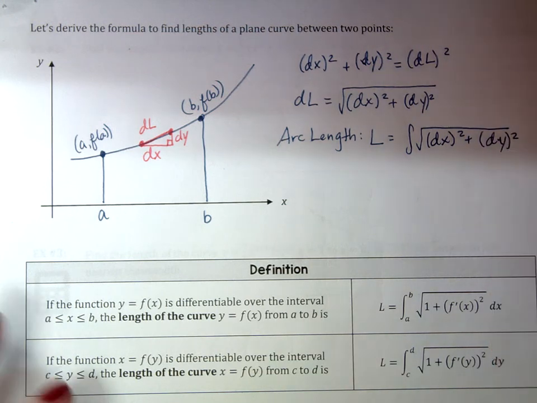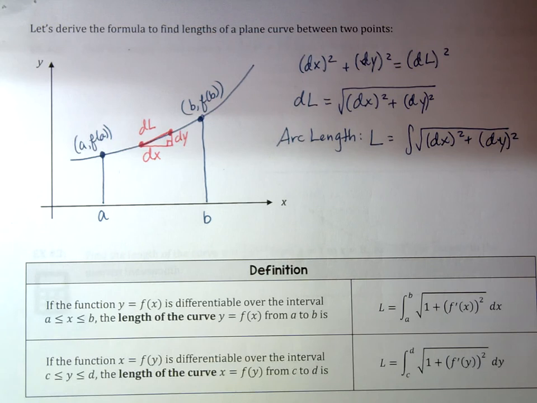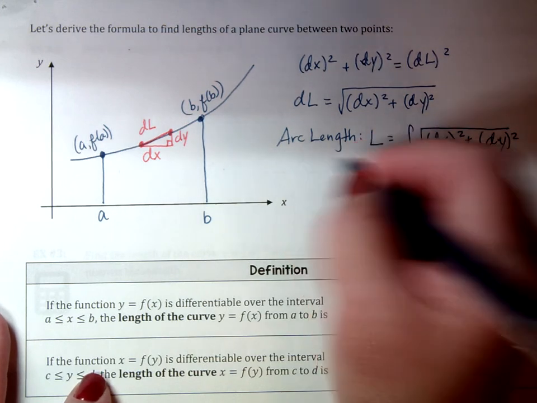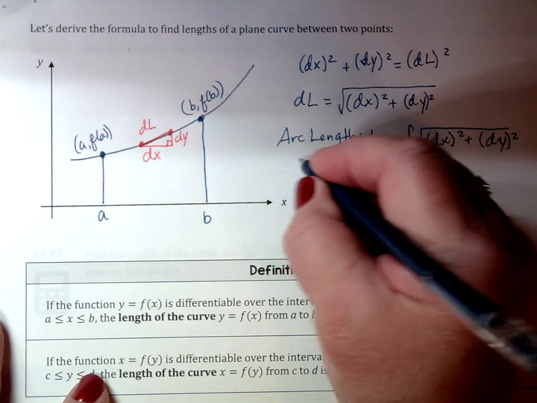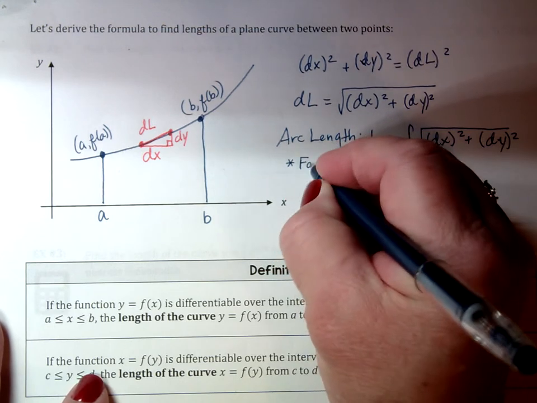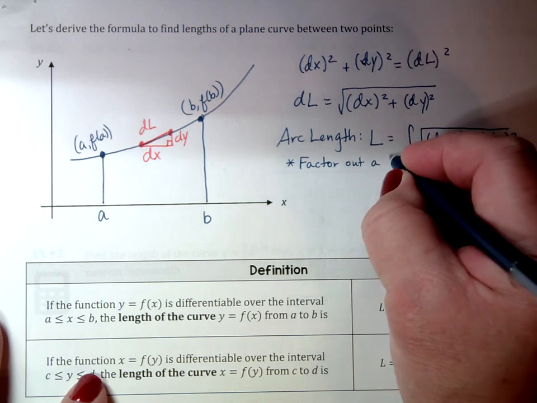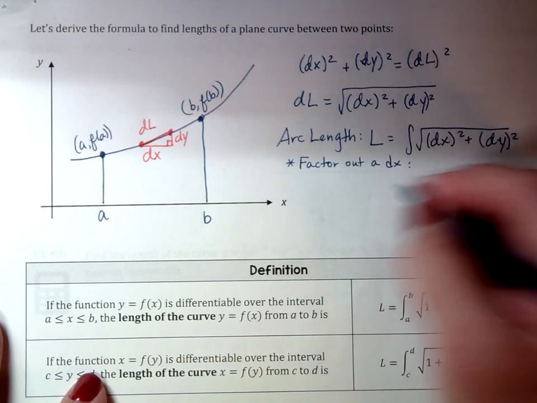Looks like this. So I'm going to have an infinite number of triangles that I'm going to add up. Now here's what's a little bit weird. I'm going to play an algebra game with you to get to where the formula is. What I want to do is factor out a dx. Let me show you what that's going to look like.